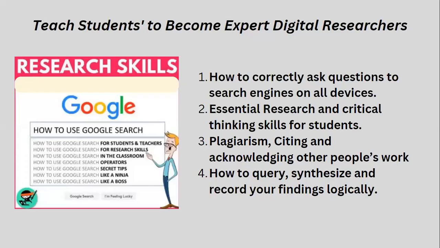Next, teach students to become expert digital researchers. This can be done by guiding your students on how to ask correct questions to search engines such as Google. Second is essential research and critical thinking skills for students. Then also teach your students about plagiarism, that means copying someone else's work and not giving credit for it, and about citing and acknowledging other people's work. Then teach how to make a query, and how to synthesize and record the information once they have researched.